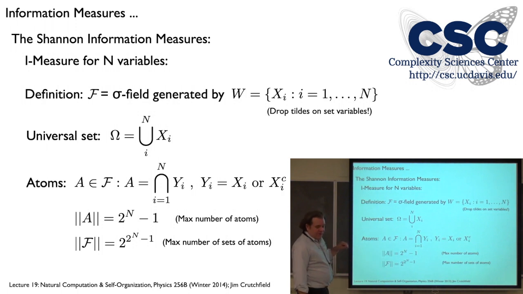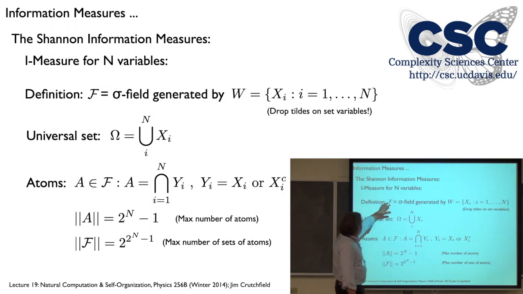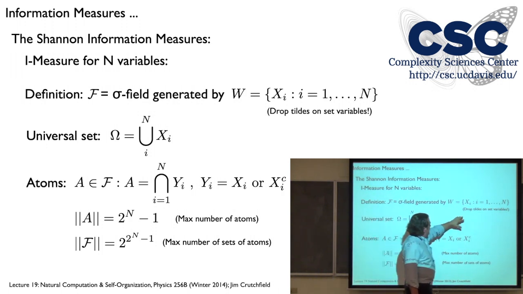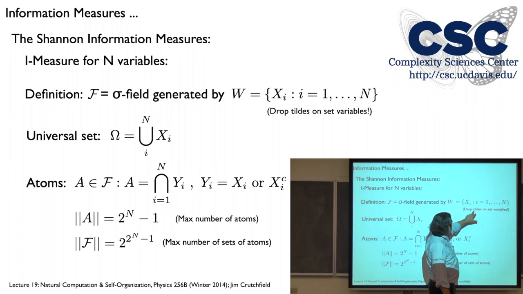So how are we going to do this? I just want to go through the main claim about this, mostly to give a tour of it without going through the proofs. So how are we going to define this information measure for n variables? Well, first thing is I'm going to just drop the tildes. You'll have to know from context whether I'm talking about the random variable, the ith random variable, or the event set for the ith random variable.